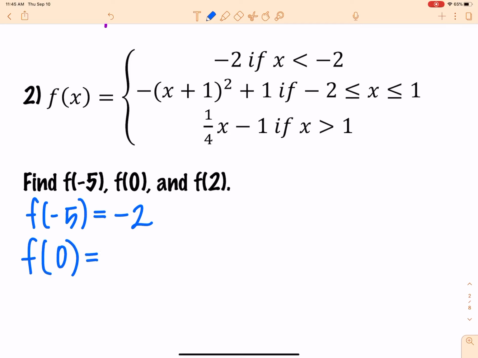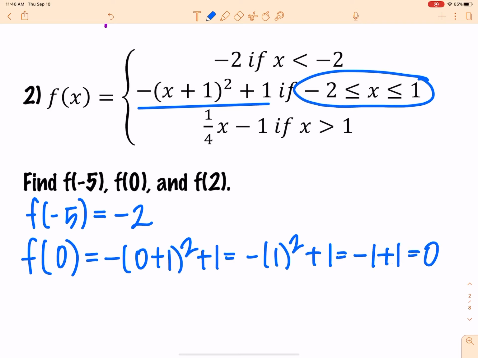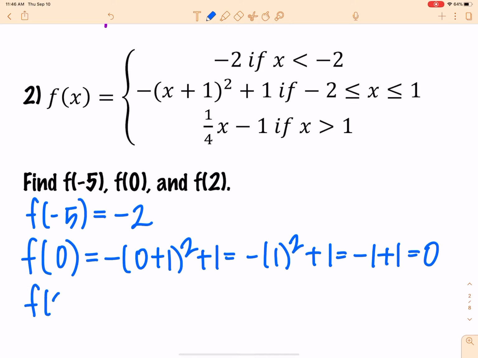So let's find out where 0 belongs. 0 belongs in this inequality because it's in between -2 and 1. So now you plug in 0 for x. So it's 0 squared plus 1, minus 1... so -1 plus 1 is 0. So the answer for f of 0 is 0. And then lastly, you get f of 2. So where does 2 belong? 2 belongs to the last one because it's greater than 1.